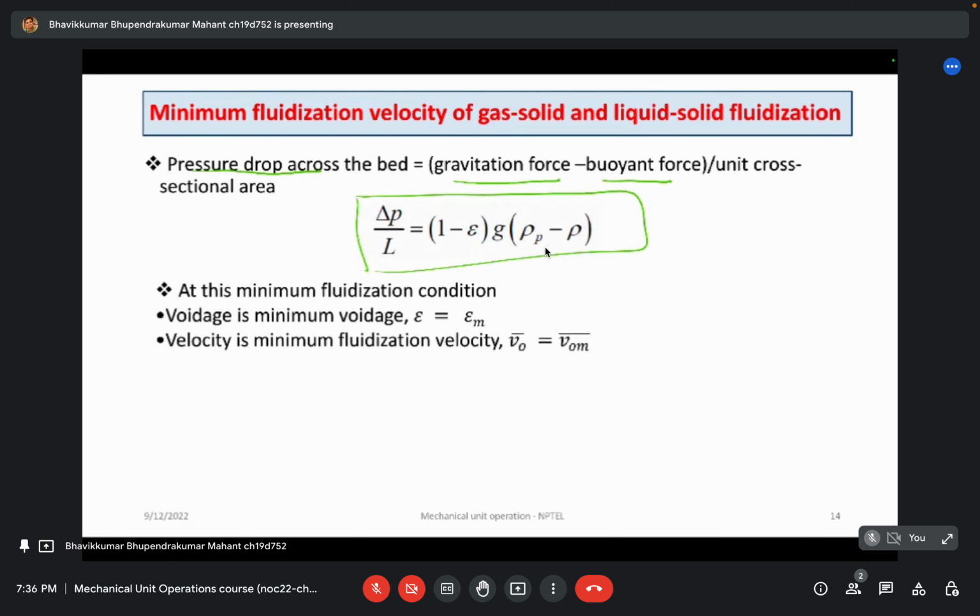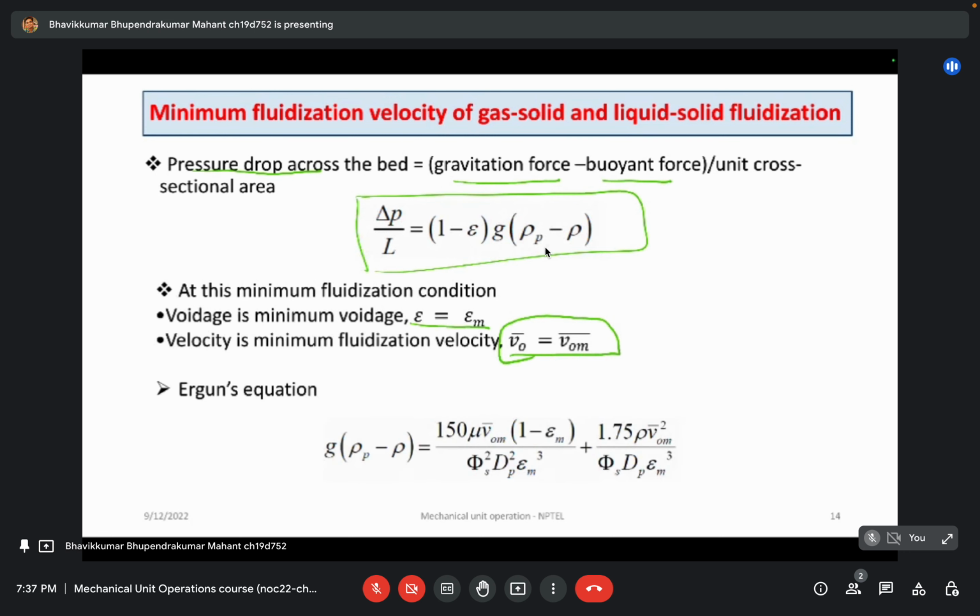So at the minimum fluidization condition, we consider the voidage is also minimum, epsilon equals epsilon m, and the velocity is obviously minimum, V naught bar equals V naught bar m. Okay, so we are using the same Ergun equation where we just convert our V naught bar into V naught m bar, and epsilon equal to epsilon m.